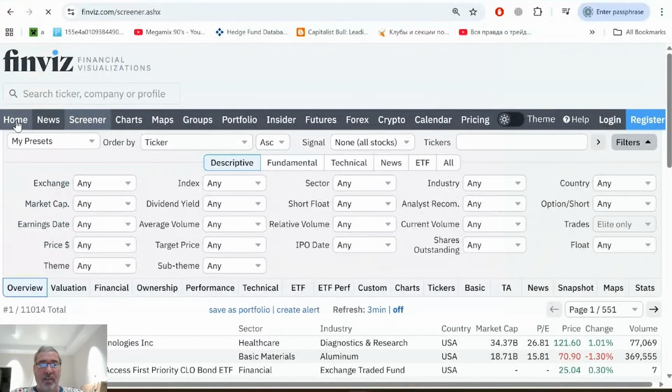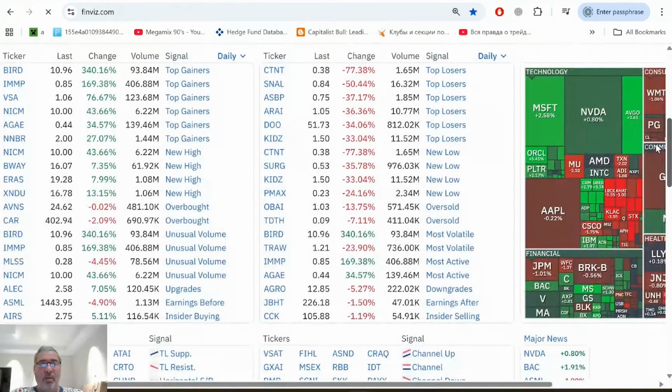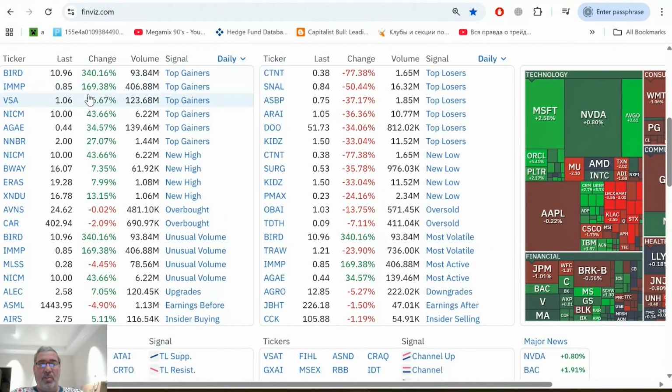Take a look at the screener. If we go to the home section, we can see the stocks that have made significant moves. Let's look at a few to see what actually fits our criteria. Naturally, we're going to ignore this junk. Anything trading below $1 is useless to us.